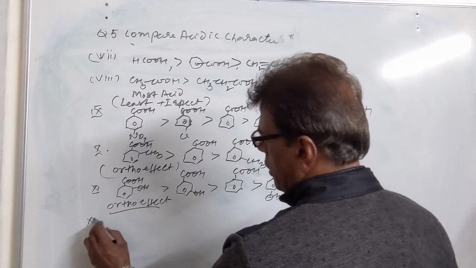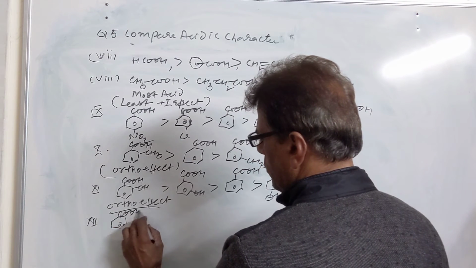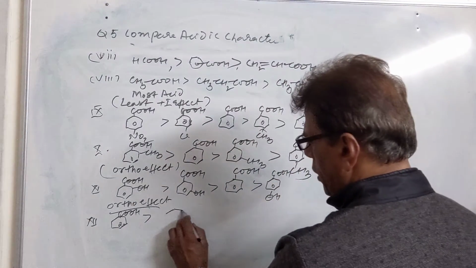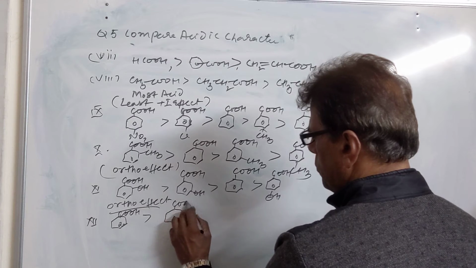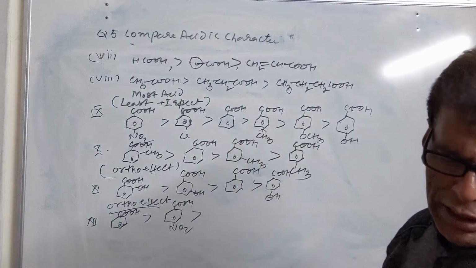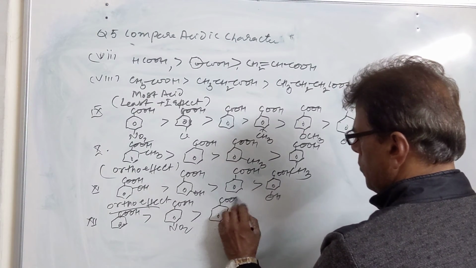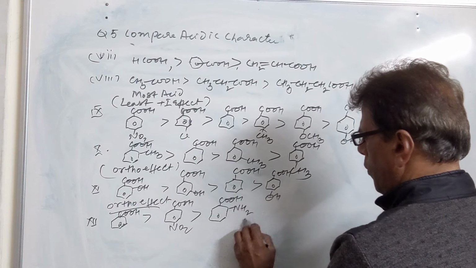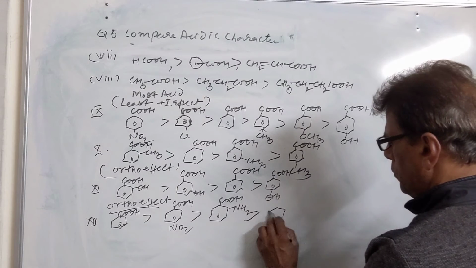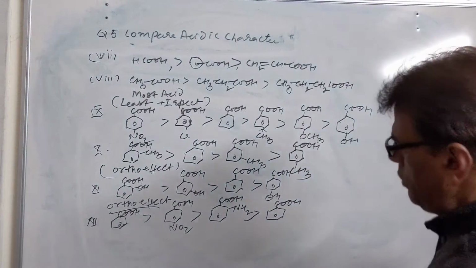And then we have the last list of compounds: benzoic acid. Then we have meta-nitrobenzoic acid. After meta-nitrobenzoic acid, we have ortho-aminobenzoic acid. In the last, we have para-aminobenzoic acid.